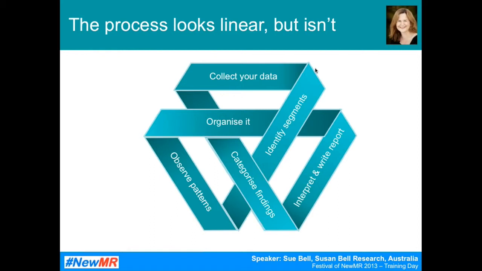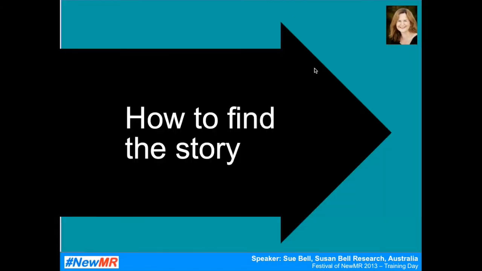And as I said earlier, it's about jumping from the micro to the macro and the macro to the micro, and really challenging yourself. Have I got it right? Have I got it right? As you go through. So, having argued for creating a story out of messy qualitative data, I'm now going to talk about different ways to find that story.